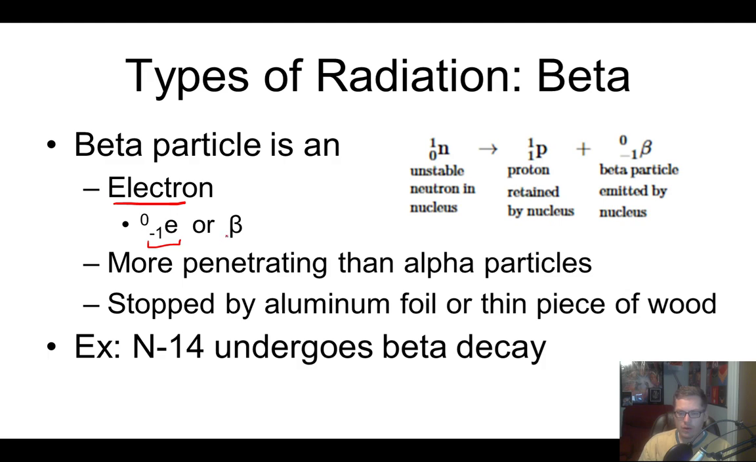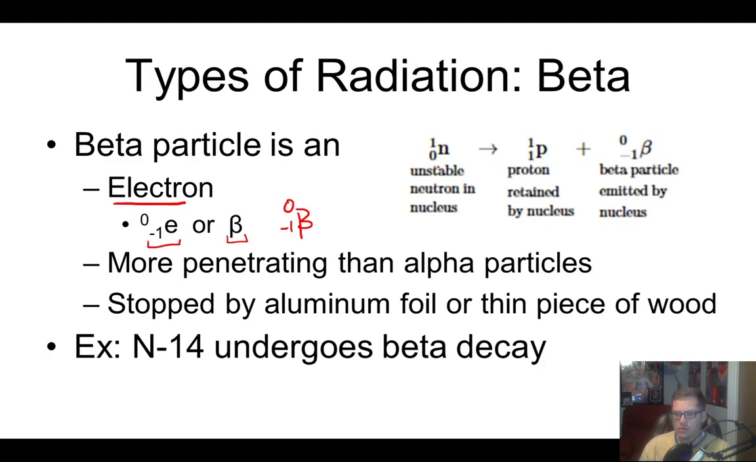Or we might use the Greek letter beta for that. You might also see people write it like this. This is how I write my betas, with a B, though I drew it too long. And so you'll see a 0, -1 like that as well. They have it up here in this example. So essentially this is where the beta particle comes from.